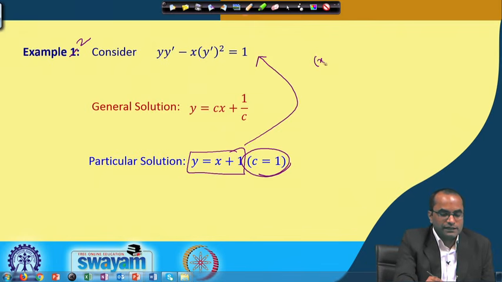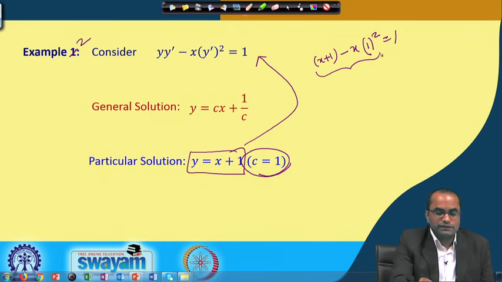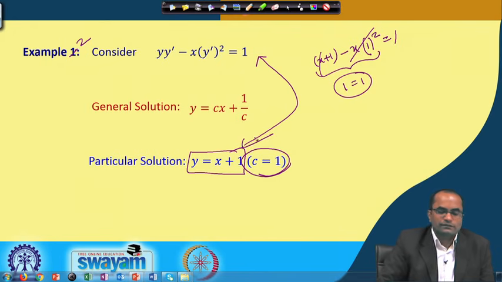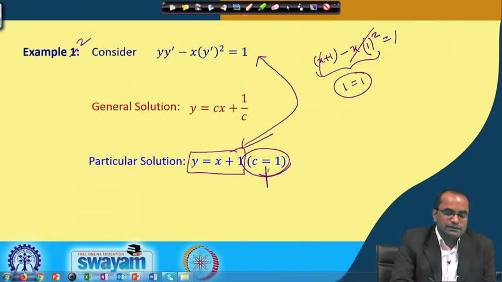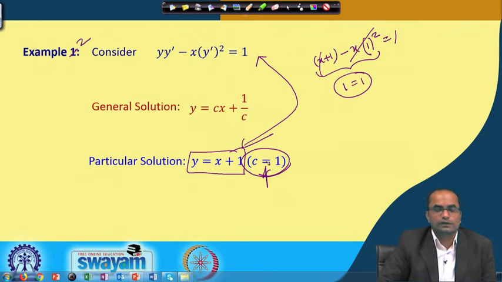So, y is equal to x plus 1, and here y prime will be 1 and minus this x, and then again y prime, that is 1 whole square, is equal to 1. So, what do we see? On the left hand side, this x gets cancelled. So, 1 is equal to 1. So, this is naturally satisfying the differential equation, because for any c it satisfies the differential equation.